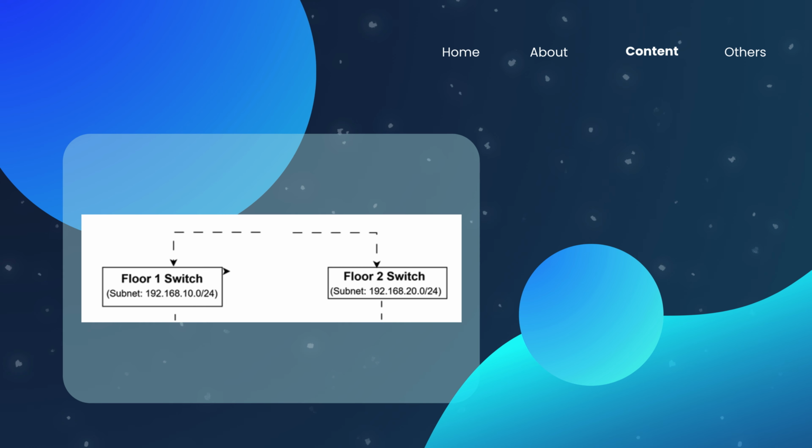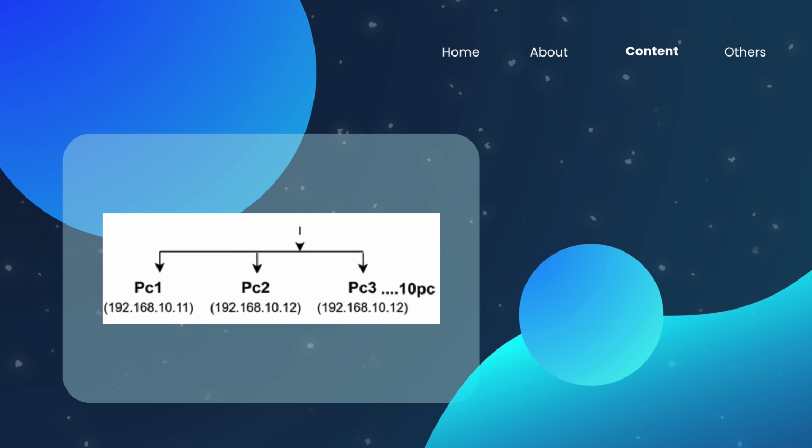192.168.10.100. PC1 192.168.10.10, PC2 192.168.10.11, PC3 192.168.10.12, and so on for the rest of the devices.